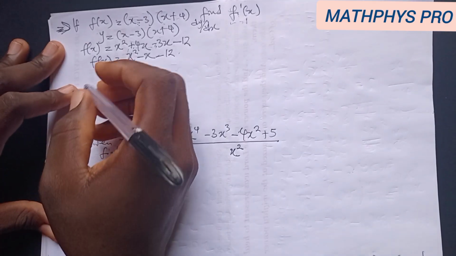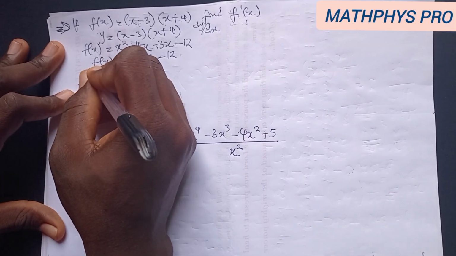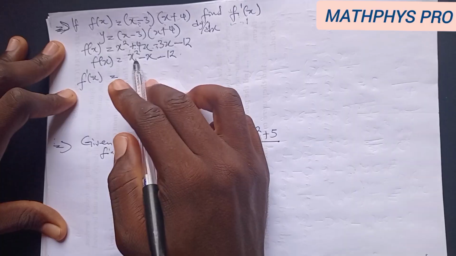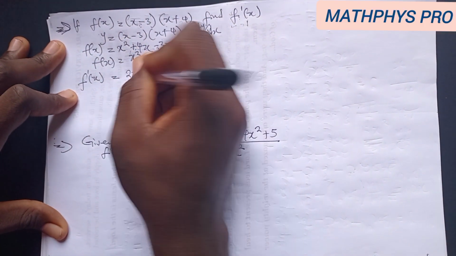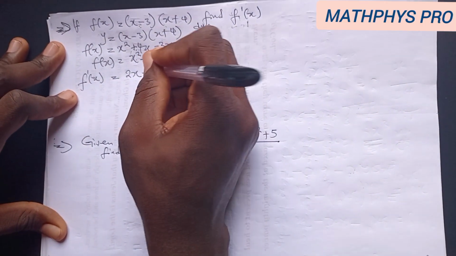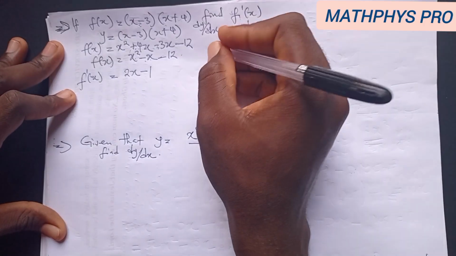So we can say that f prime of x will be equal to, if you differentiate x squared, you have 2x. Differentiate minus x, you have minus 1. Remember, if you differentiate minus x, you have minus 1.